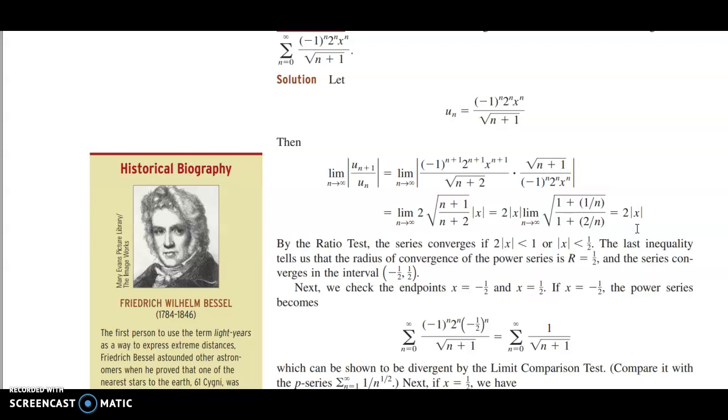And we know that if the value is less than 1, the series converges. So if 2 into mod x is less than 1, the series converges. So mod x is strictly less than 1 by 2. Okay, so our radius of convergence is 1 by 2. Right, so the series converges in the interval minus 1 by 2 to 1 by 2.